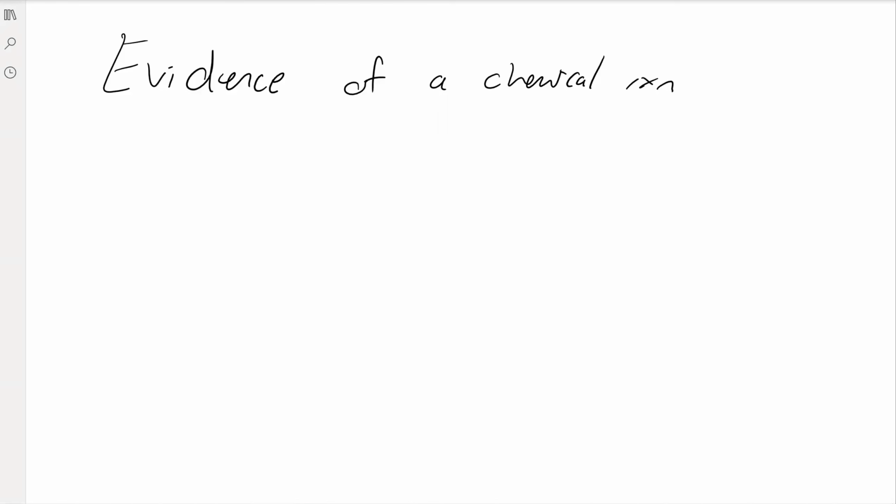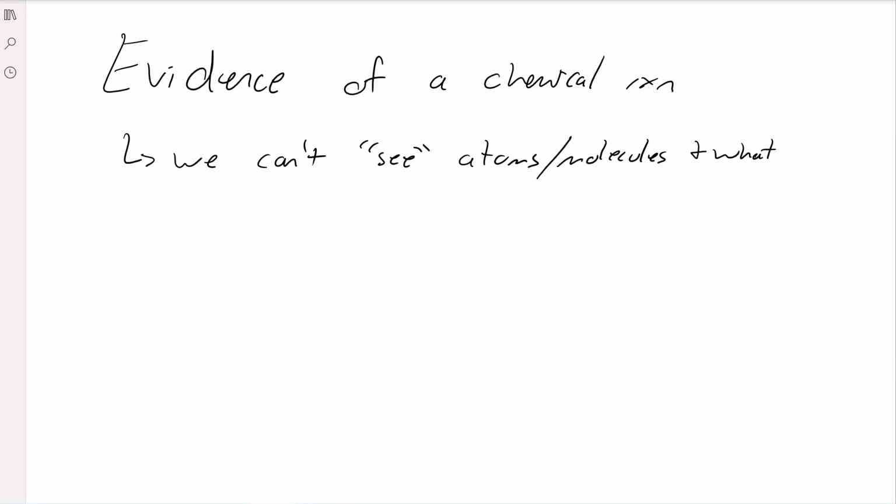All right, so we said that for a chemical reaction, there has to be a change in the molecular formula or the structure. However, the issue here is we can't actually see atoms and molecules and what they're doing, right? We can only see the macroscopic world. You can see a glass of water, but you can't see the individual molecules and atoms that make that up.